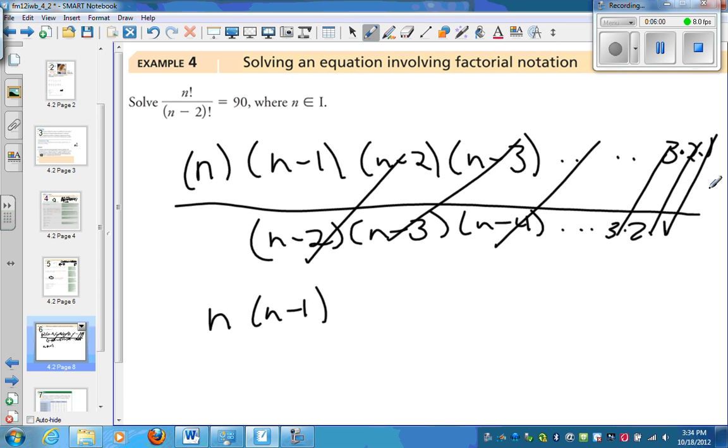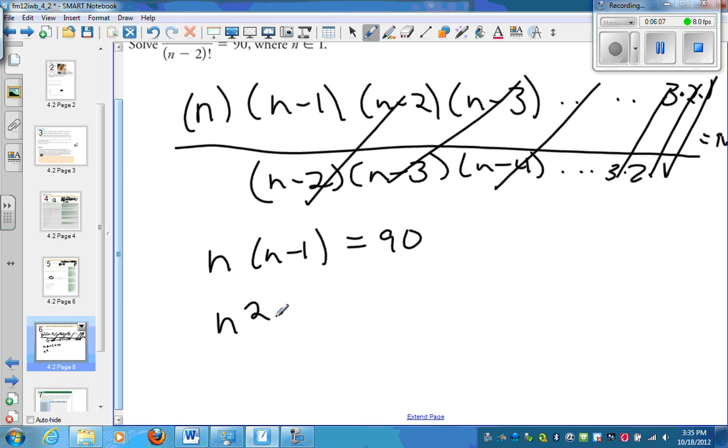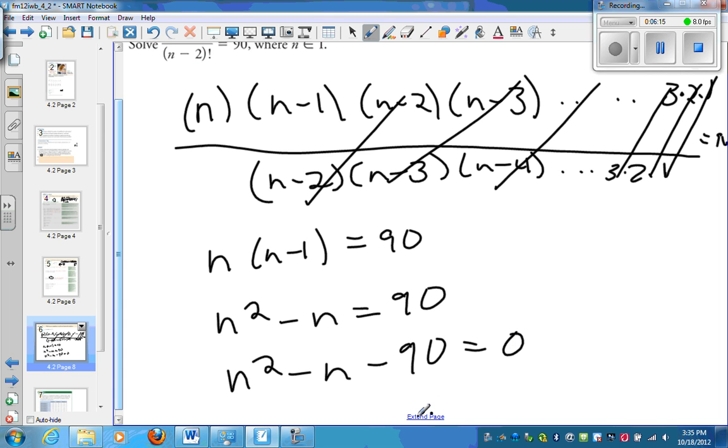But this was an equation. All of this was equal to 90. So now I have an equation to solve. So this would be n squared minus n equals 90. N squared minus n minus 90 is equal to 0. So I'm solving a quadratic.